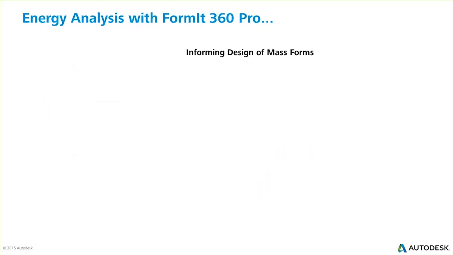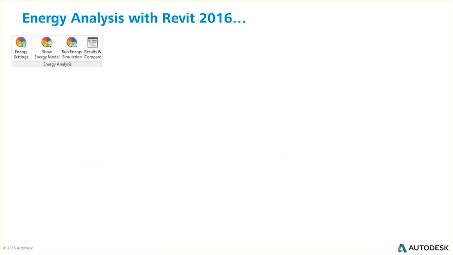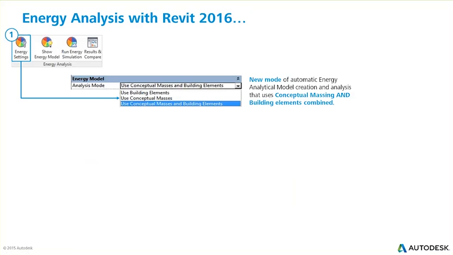Just get the deck back up. When we talk about what's new in Revit 2016, there's basically a couple of things we've done. First of all, traditionally in the past, we had two different modes of energy analysis. One was using conceptual masses and the other was using building elements. And the situation was use one or the other. We now have a mode that actually uses both. And you don't have to have both in your model. You can have one or the other. But what's really interesting is that by being able to use both and mix them, it really helps span that conceptual and schematic to detailed stage.